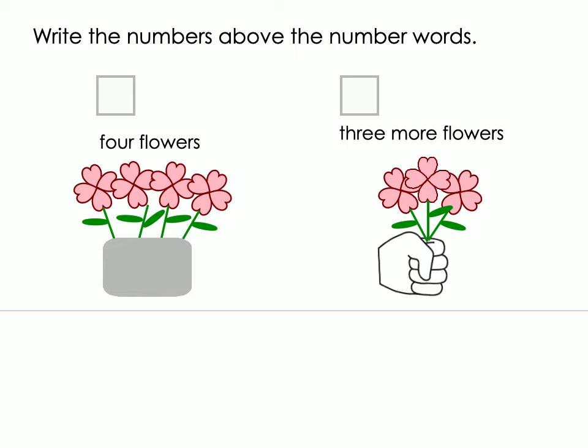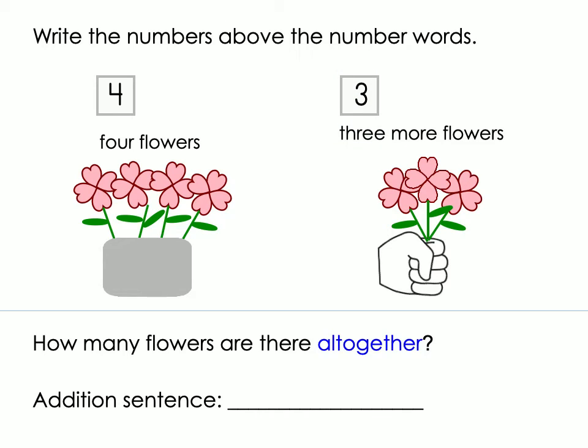So it says here, write the numbers above the number words. On the left, we have 4 flowers in a pot, so that'll be the number 4. And we have 3 more flowers, so we'll write the number 3. We have 4 flowers. We have got 3 more. The question is, how many flowers are there altogether?